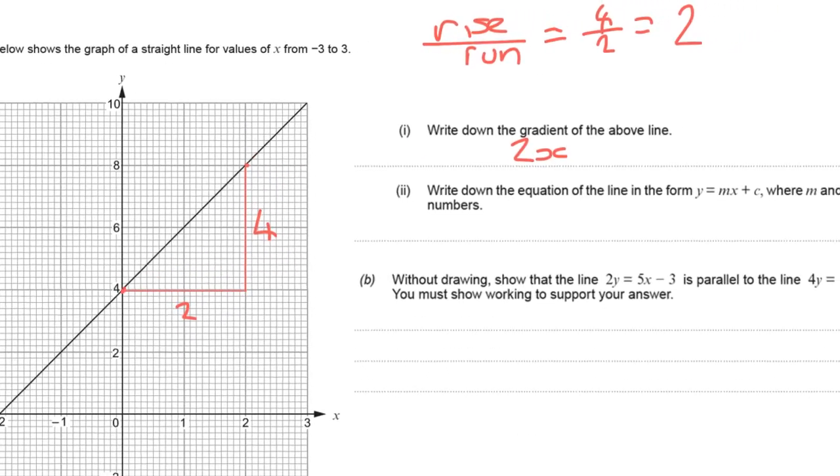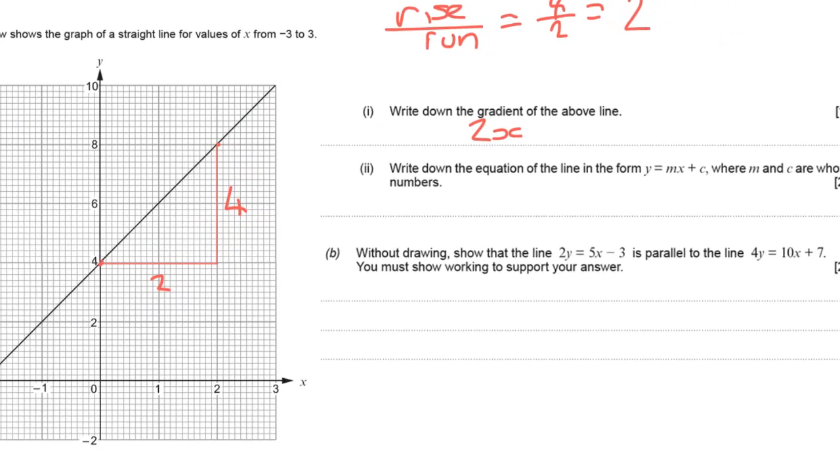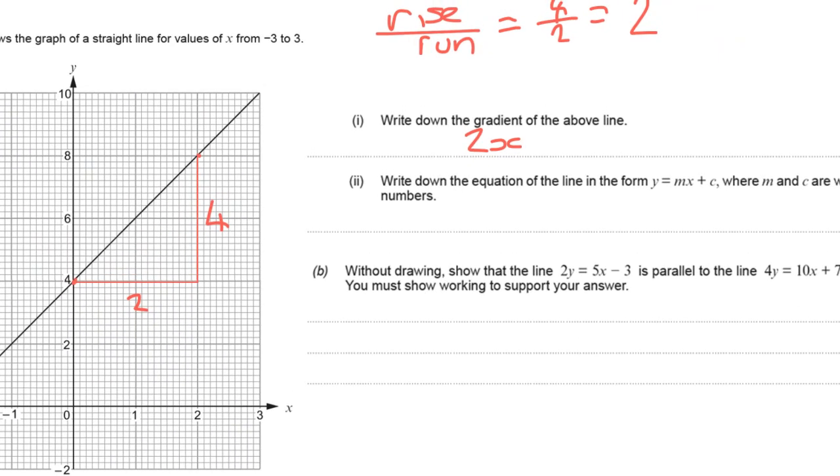Now the equation in the form of y equals mx plus c, well, m is the gradient, and we already know the gradient, so we've got y equals 2x, and then the plus c bit is our y-intercept. So it's this coordinate here. Our x-axis is 0, and our y-axis is 4, so it's plus 4.